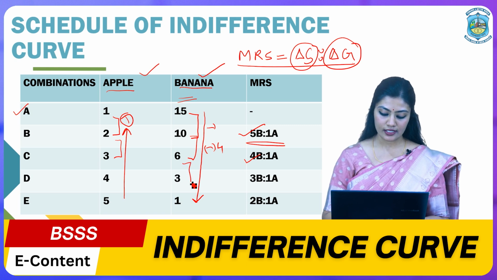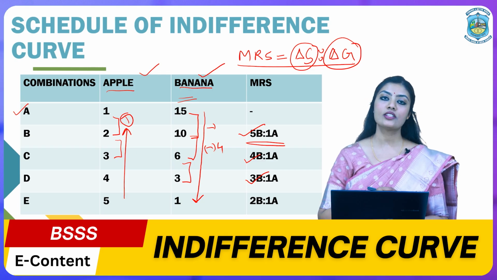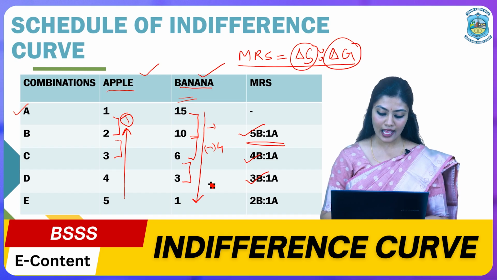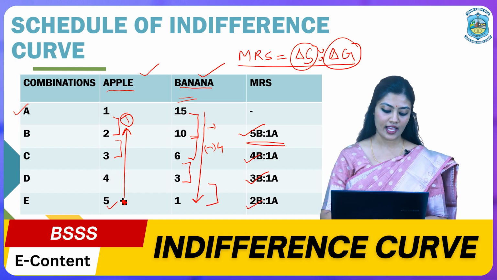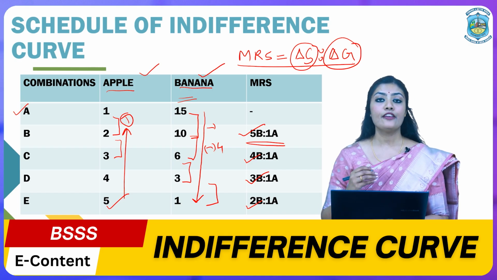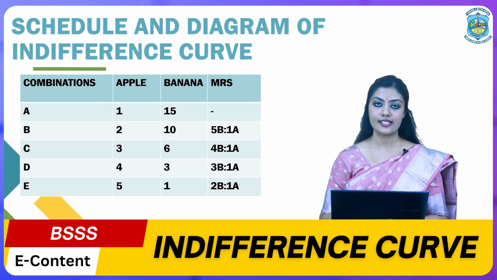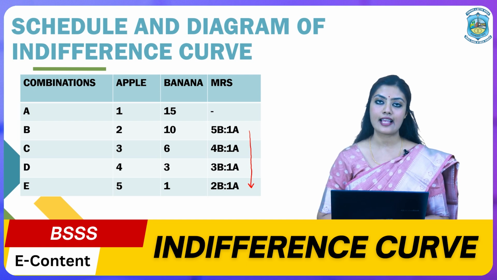For combination D, 6 minus 3, which means a consumer is ready to sacrifice 3 bananas so that he can get an additional unit of apple. And for the last combination, it is 2 bananas sacrificed so that an additional 1 unit of apple can be gained. If we look closely at the concept of MRS, you can see that the MRS keeps on decreasing. Why does this happen?